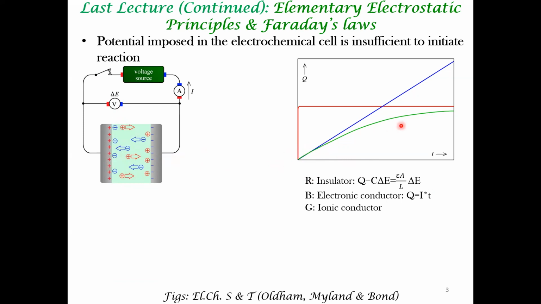Therefore, the current decays in an exponential manner, and the charge accumulates in this manner. So these are three contrasting behaviors of an insulator, an electronic conductor, and an ionic conductor. Even though there are contrasting behaviors, certain other relationships are still valid inside an electrolyte. For example, the relationship between current and potential drop connected via a conductivity is still valid. We'll describe these things quantitatively as we progress in this series of lectures.